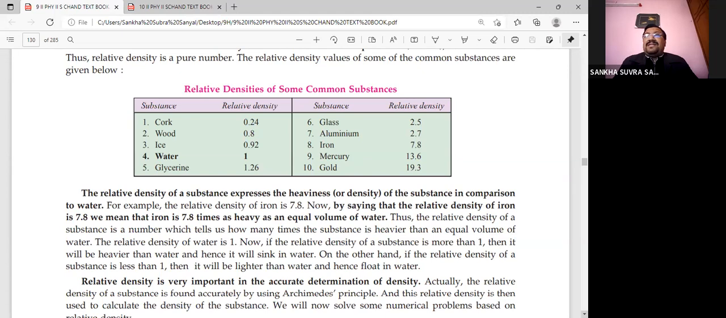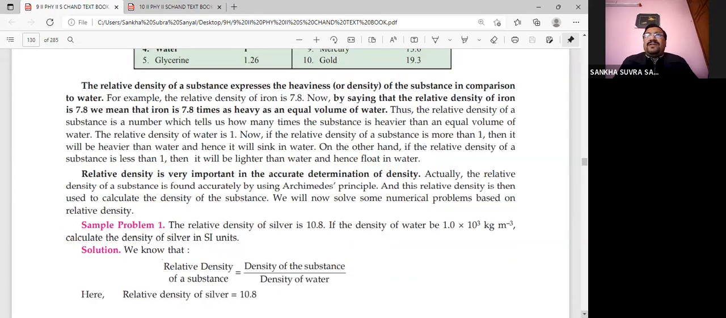Again, this might be set up as a question: what does the statement 'relative density of iron is 7.8' suggest? You can get a question like this. I'm just framing it my way, but your teachers might put it differently as well. You can check your sample papers of the last few years, and you'll find that this kind of question did appear in your terminal papers or in tests. The relative density of iron is 7.8. Comment on the statement.